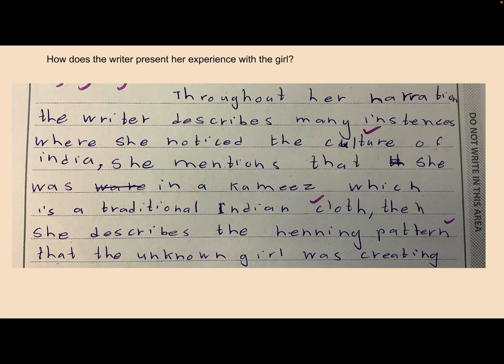This question is ultimately concerned with how the writer achieves effects, not with what they write. So how can we reflect that understanding in a way that shows the how better? Well, we can refer back to the question. What if the first line of this paragraph was, the writer presents her experience with the unknown girl as being one of noticing the culture of India? We could follow that with the same examples, the same background knowledge, and we would access far more marks. How about this one?